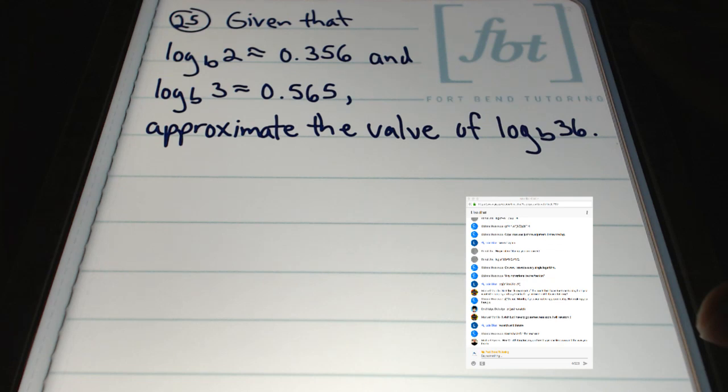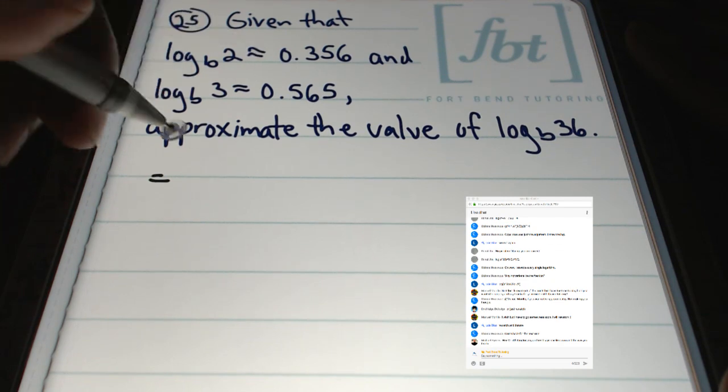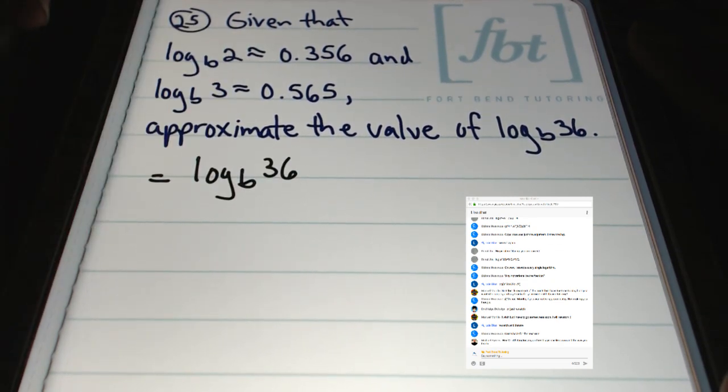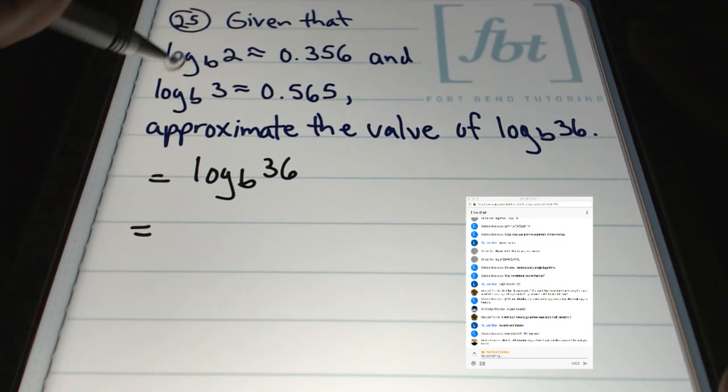We have problem number 25, guys. Given that log base b of 2 is approximately 356 thousandths and log base b of 3 is approximately 565 thousandths, approximate the value of log base b of 36. Well, guys, in a problem like this, you want to start out by manipulating the expression as much as possible. We're given log base b of 36. However, we don't know what that approximation is offhand, do we? So, because we have this unknown base, we're going to have to rely on the given information.